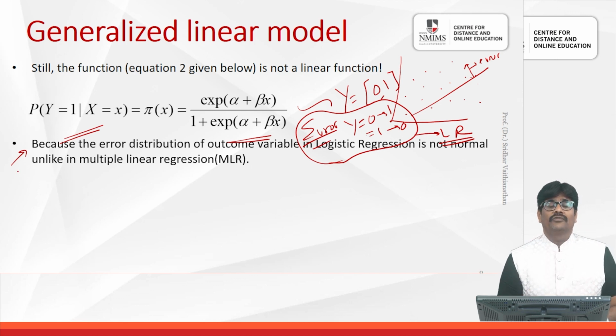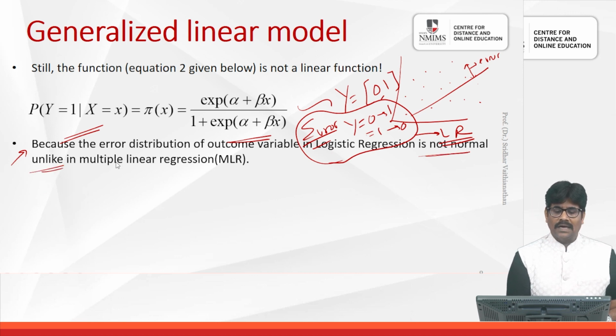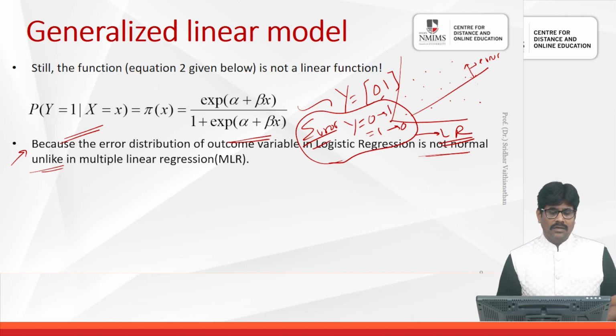If you remember, for multiple linear regression there are various error assumptions. There are 4 error assumptions we have taken, and then we have checked them in the residual analysis. Whereas here the error is simple. If it is misclassified, then it is called an error. There is no distribution as such. The error distribution of the outcome variable in logistic regression is not normal, right. There is no normal function here, unlike in multiple linear regression, and hence we can call it non-linear also.